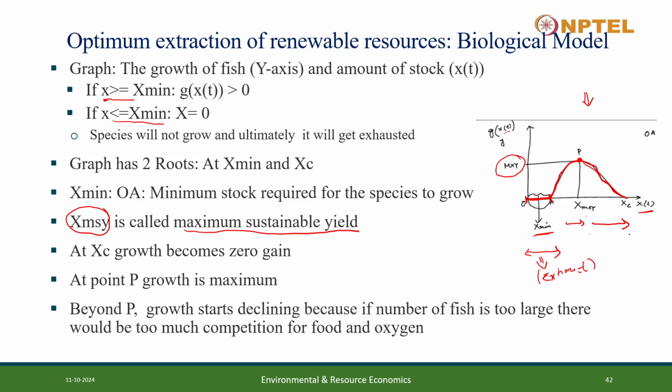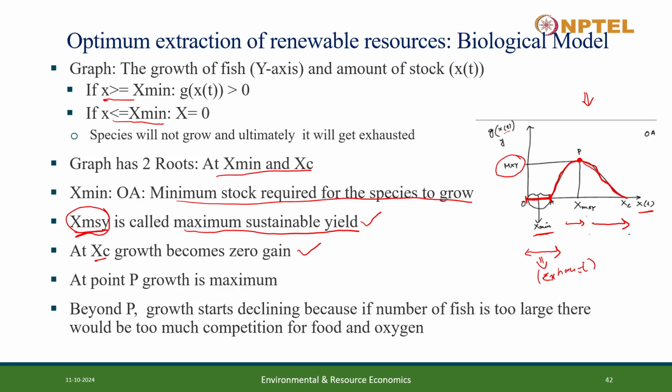Why? Because in this case we have two roots, that is x_c and x minimum. So the function has two roots, x_c and x minimum. X minimum is the minimum stock required for the species to grow. When the stock of fish is less than x minimum, the fish will go extinct, and beyond x minimum till x_msy, the growth of fish will increase and we will reach the maximum sustainable yield. After x_msy, we move towards x_c where growth becomes 0.